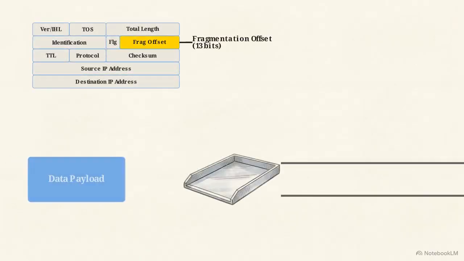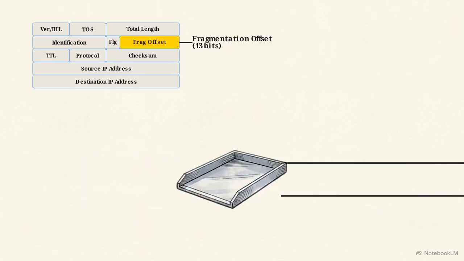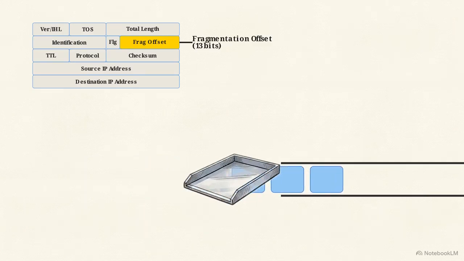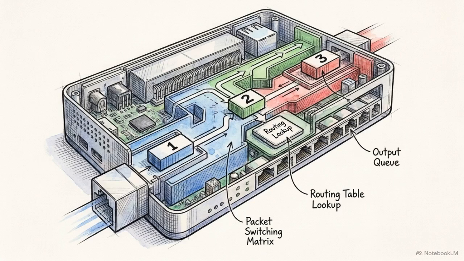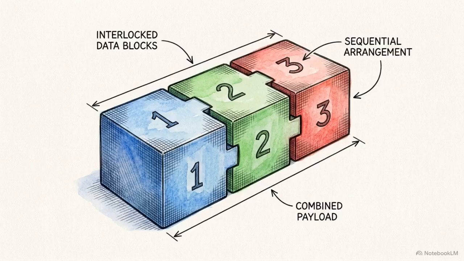Another key field is the 13-bit fragmentation offset. If a large datagram hits a physical network that can only handle smaller packet sizes, the router splits the payload into multiple smaller blocks, each assigned a new offset number. This pointer guarantees that even if a large payload is broken down to navigate through rigid hardware limitations, it can be perfectly reassembled in the correct order at its final destination.